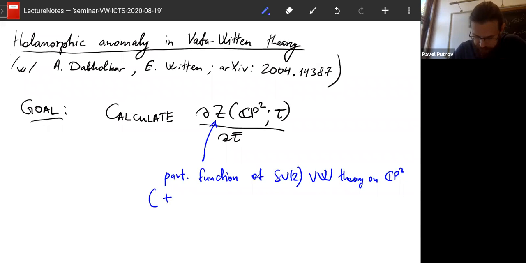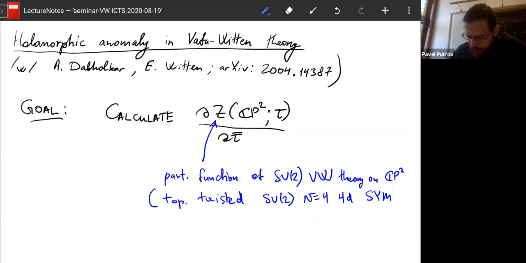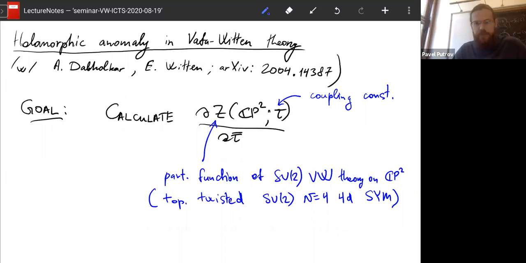But very briefly, this Vafa-Witten theory is a twisted version of SU(2) maximally supersymmetric four-dimensional Yang-Mills theory. And tau here, as usual, denotes the complexified coupling constant in the four-dimensional gauge theory. Namely, tau is 4 pi i divided by g squared plus theta angle divided by 2 pi.